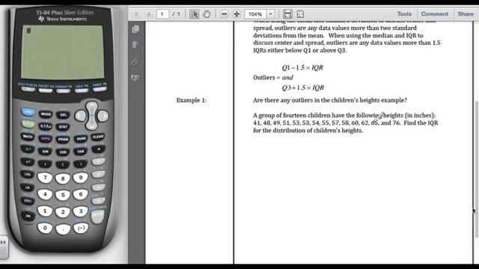We are going to see if there are any outliers. The first thing we need to find is the IQR. We've already done that. Recall there are 14 children. We split it. So there are 7 data pieces on the left, 7 data pieces on the right. 51 was Q1. 60 was Q3. So the IQR was 9.